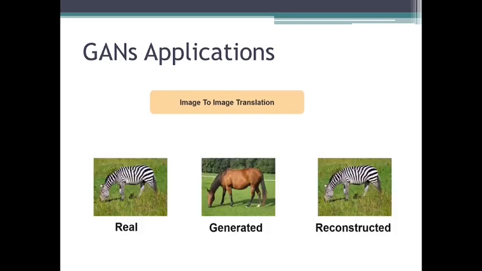Talking about the next application, we have image to image translation. Pix2Pix is a model designed for general purpose image to image translation. Let's say we have two images: a real image and a generated image, which is basically a fake. It will be reconstructed to the previous image, which was real. This is how image to image translation works, guys.